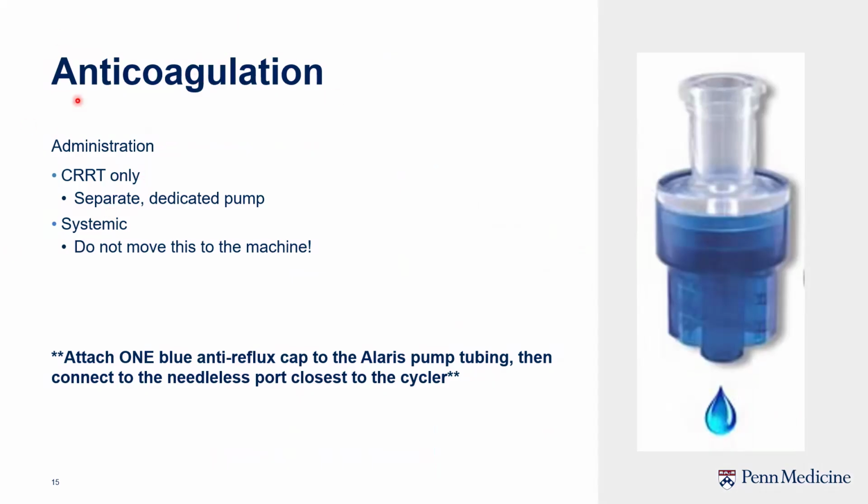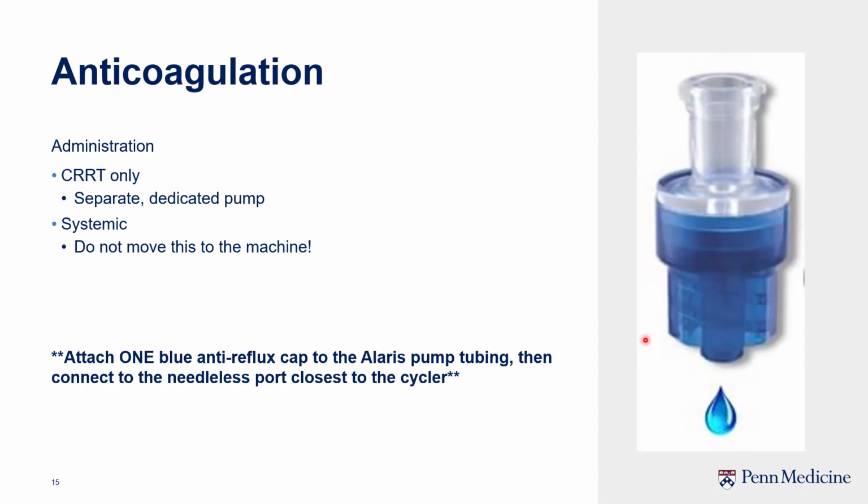With the anticoagulation, there's two types. We have systemic and we have pre-filter heparin. So when we put heparin on a patient, if they're on heparin for, let's say, AFib, we want that going into the patient. We do not want that going through the machine. If the heparin is ordered pre-filter heparin, then it is to go before the filter. And I'll show you in the next slide exactly what port that goes through.